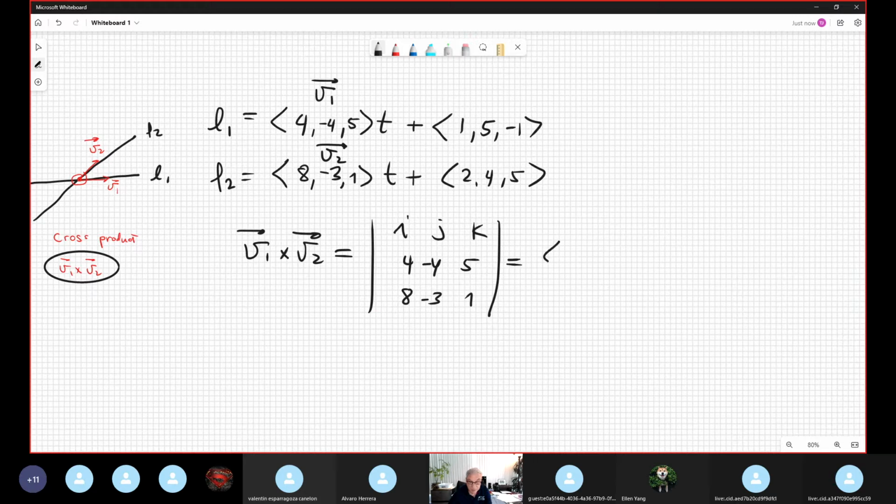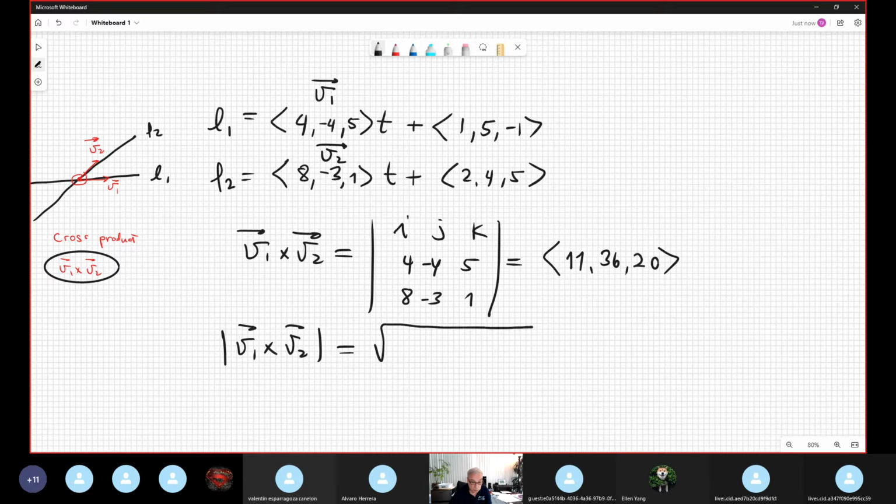The answer is 11, 36, 20. Okay. Now I find the magnitude of this cross product. It is the square root of 11 squared plus 36 squared plus 20 squared. And the answer is the square root of 1870. Okay, no problem. I understand.